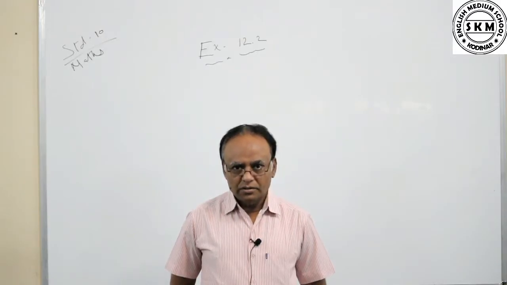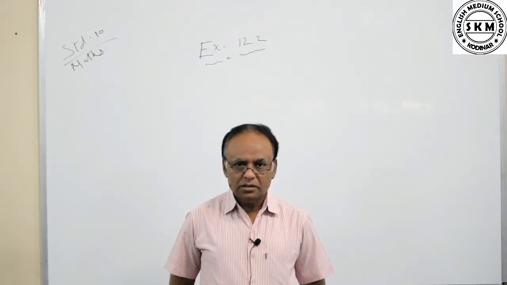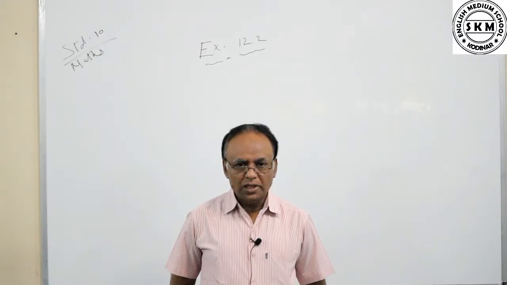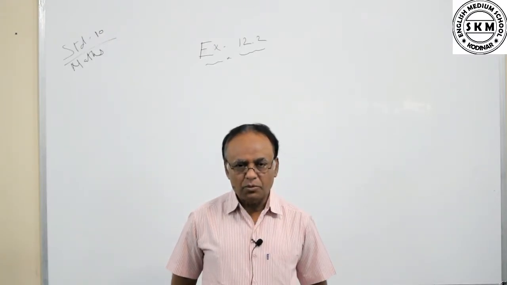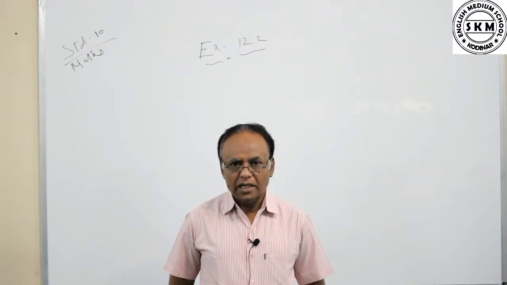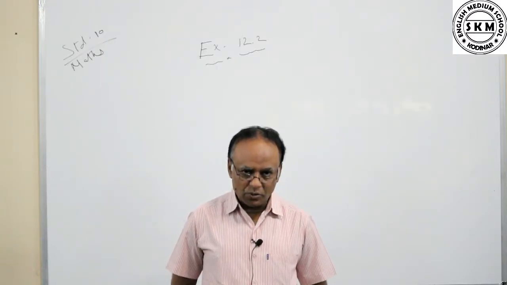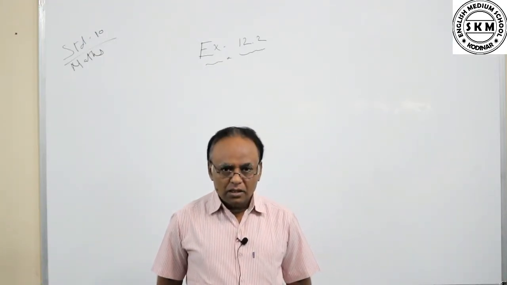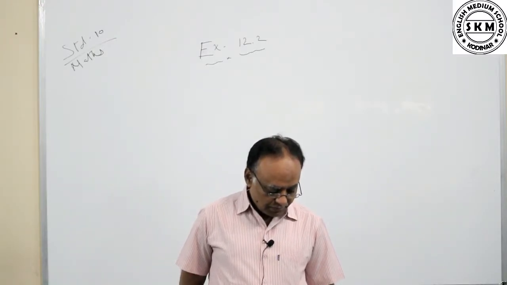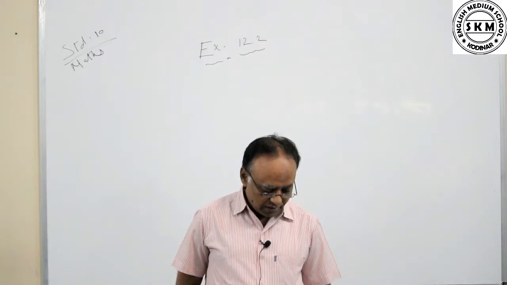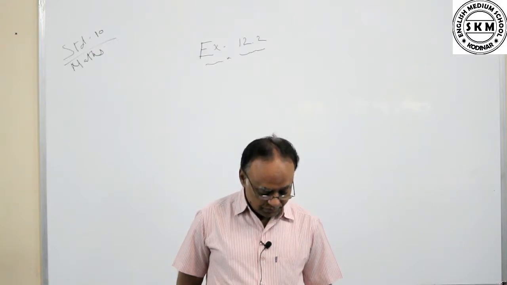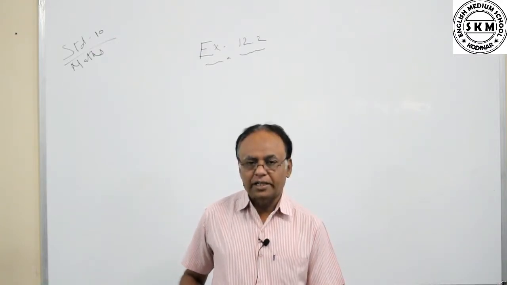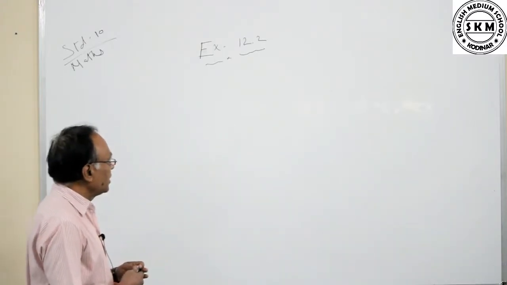All my dear students, in the previous two periods I have discussed areas related to circles, formulas and exercise 12.1. Today I start your exercise 12.2, page number 230. First example: find the area of the sector of a circle with radius 6 centimeters if the angle of the sector is 60 degrees. First we draw the figure.